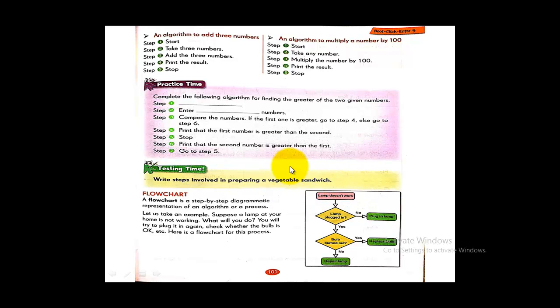So in making a vegetable sandwich, you can make an algorithm, that is the steps involved, and you can even write an algorithm to prepare tea also.